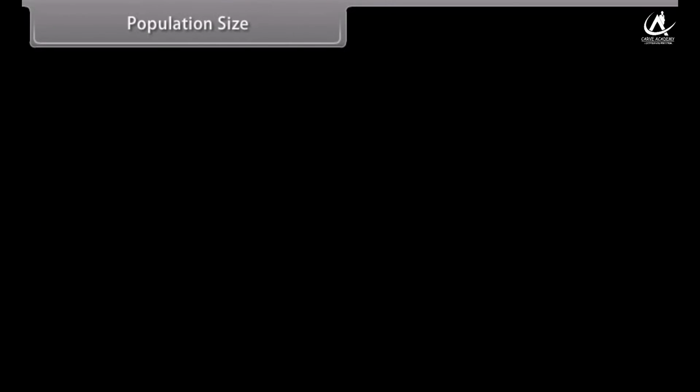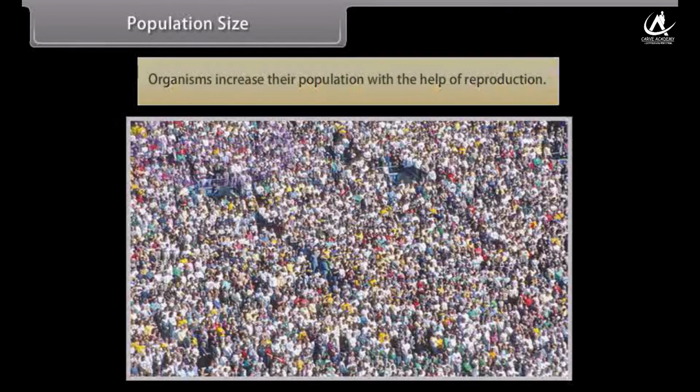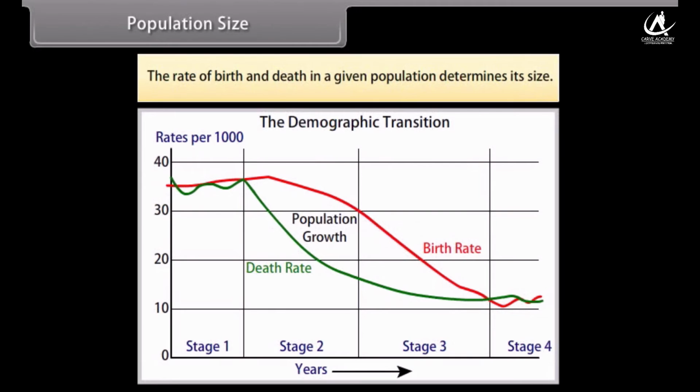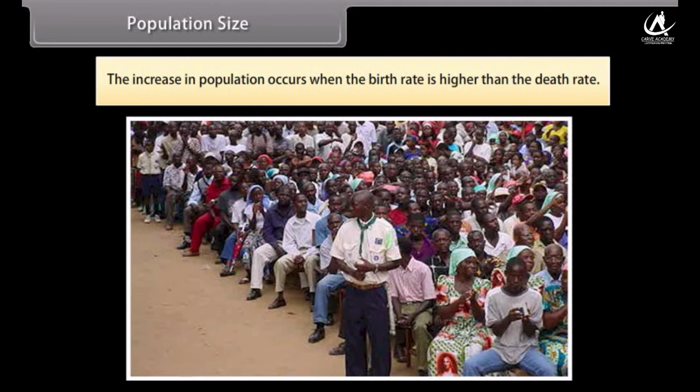Population size. Organisms increase their population with the help of reproduction. The rates of birth and death in a given population determine its size. The increase in population occurs when the birth rate is higher than the death rate.